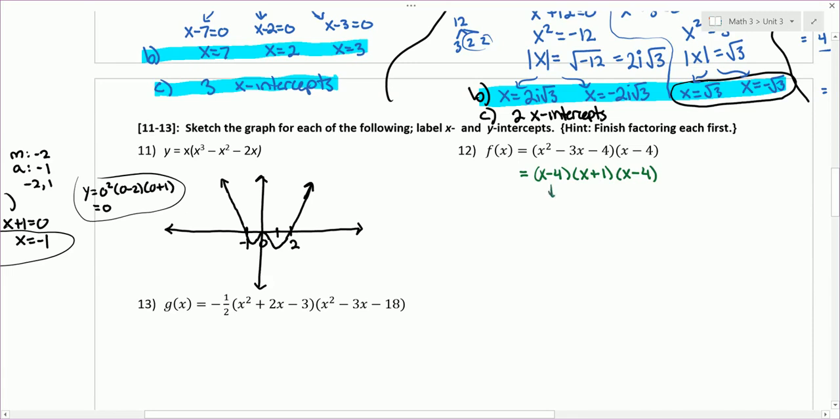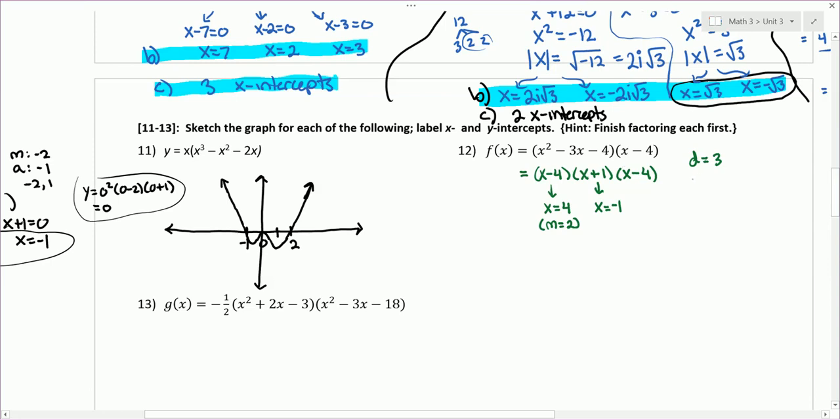The x minus 4 gives us a 0 at x equals 4. The x plus 1 gives us a 0 at x equals negative 1. And we got another x minus 4, so that gives us a multiplicity of 2 for x equals 4. For end behavior, we need to know the degree. The degree of this function is 3 because we got three linear terms, each of degree 1. 1 plus 1 plus 1 is 3 if we look at the factored form.